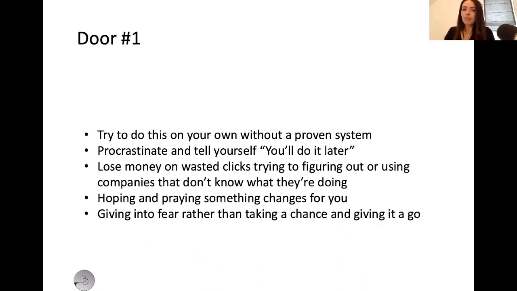So as of right now, I see it that you've got two options. You can either go through door number one. So door number one, you can try and do this on your own without a proven system. You can procrastinate and tell yourself that you'll do it later. I'm not ready for this right now. I'm going to do it later. You can lose money on wasted clicks trying to figure it out or using companies that don't know what they're doing. You might be hoping and praying that something changes for you and giving into the fear rather than taking a chance and giving it a go.